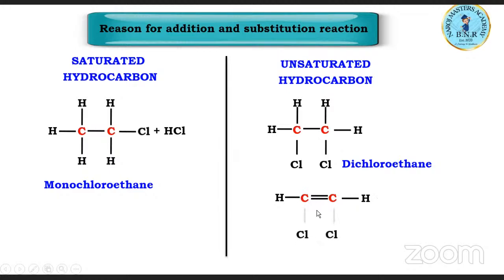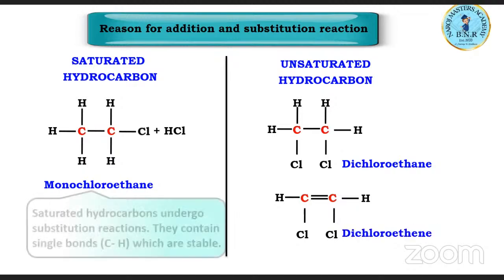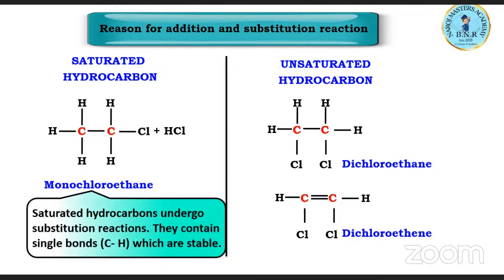Then, if you see the structure, what is the name of this structure? Try to answer the name of the structure. Ethene, but what is the name of the complete structure? Dichloroethene. Excellent answer, dear. So it is dichloroethene. Now, our process is converting unsaturated to saturated.